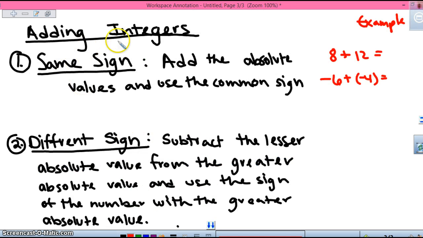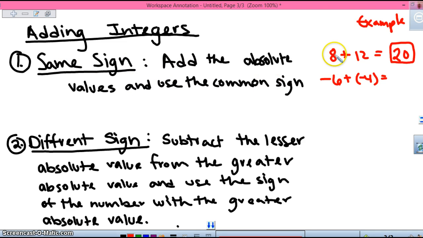When we are adding integers with the same sign, we add the absolute values and use the common sign. So for example, if we're adding 8 plus 12, what does that equal? What is 8 plus 12? 20. Now, both of these are positive. Notice that the answer is also positive. And when we're adding integers with the same sign, we use the common sign.